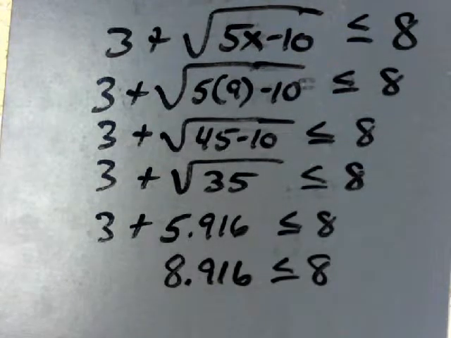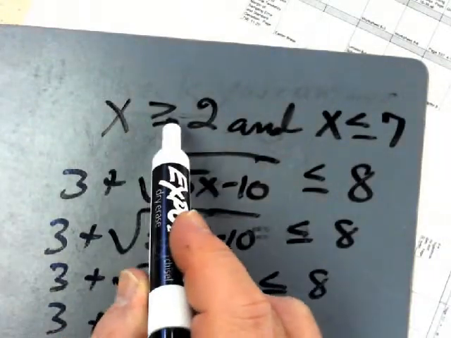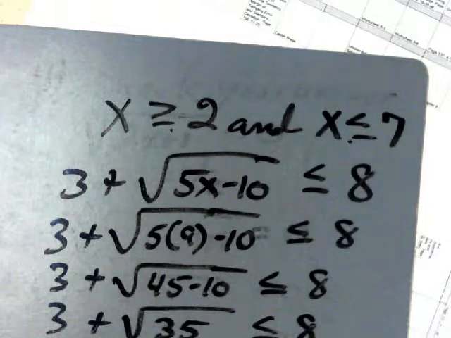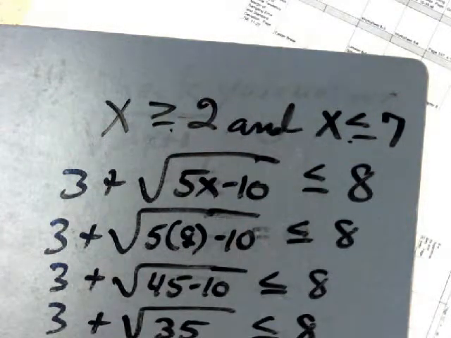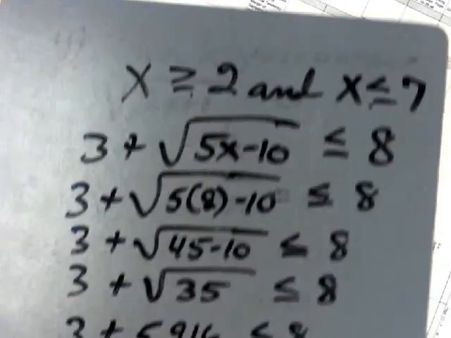Is 8.916 less than or equal to 8? No. So do you see why my answer has to be between 2 and 7? We put in a 9. Is 9 between 2 and 7? No. What if I put in something less than 2?